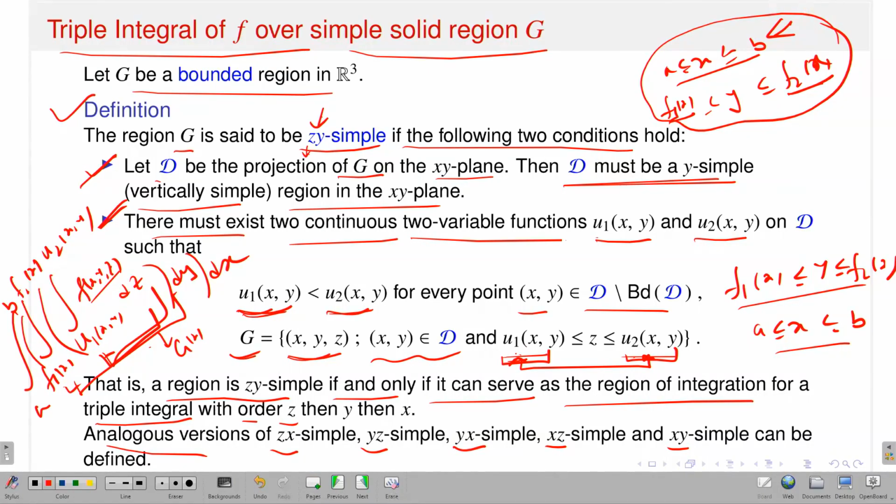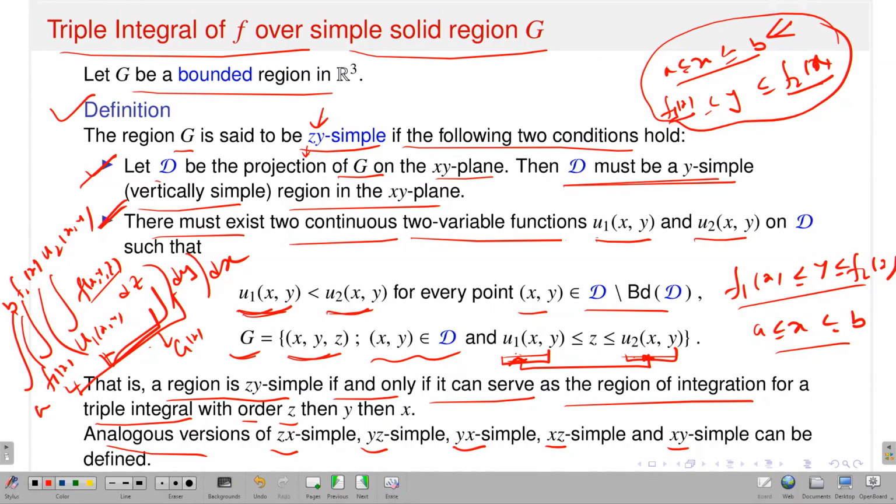So that is the order you have to maintain. If I am in a zy simple domain, since z varies from u1(x,y) to u2(x,y), you have to perform the z integral first. That is number one. Number two, once you have done the z integral, the function you are getting after integrating with respect to z is a function of x and y.